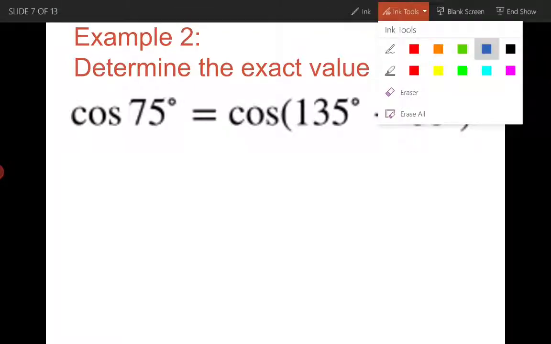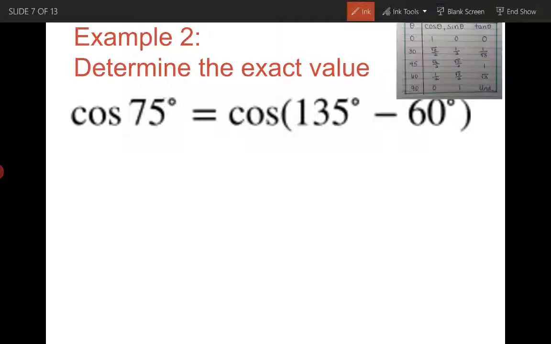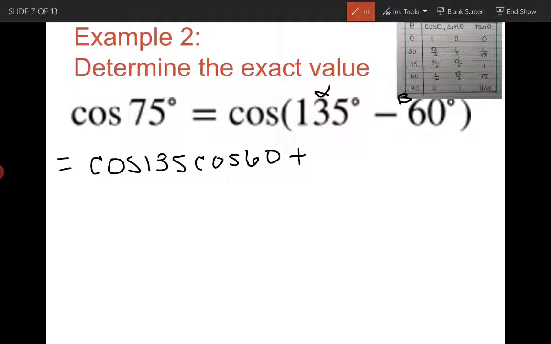And now I'm going to use my difference formula for cosine. I'm just looking straight off of my cheat sheet and I'm writing it down. I know this is alpha and I know this is beta. So I have the cosine of 135 times the cosine of 60 plus, opposite signs, the sine of 135 times the sine of 60. Again, opposite signs. You always want to double, triple check that. That is one of the most common errors.